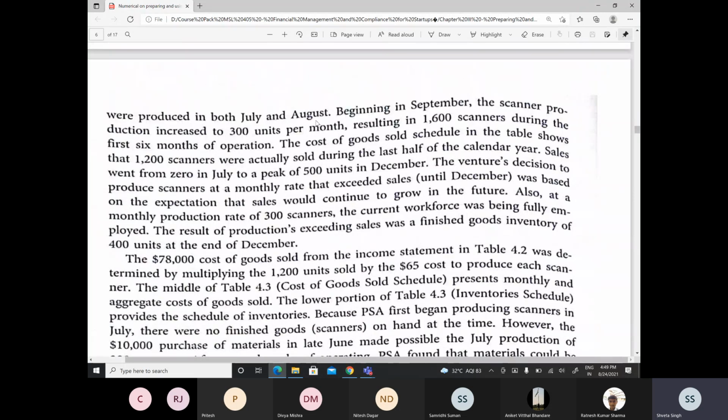Sales went from zero in July to a peak of 500 units in December. The venture's decision to produce scanners at a monthly rate that exceeded sales until December was based on the expectation that sales would continue to grow in the future. Also, at a monthly production rate of 300 scanners, the current workforce was being fully employed. The result of production exceeding sales was a finished goods inventory of 400 units at the end of December.